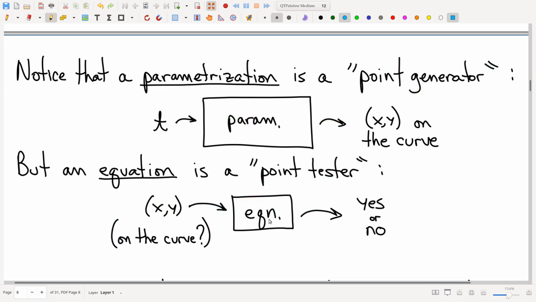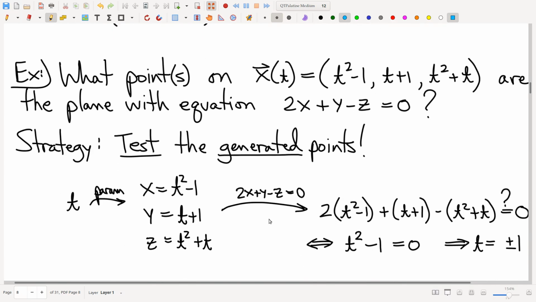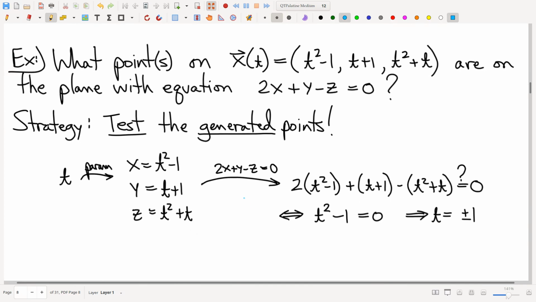Okay, so with that in mind, here's a lovely little question, and I think there's at least one homework exercise that is very, very similar to this. Here's a parametric curve, and I want to know what points on that parametric curve are also on that plane. So where does this curve intersect that plane? We've got a point generator, we've got a point tester. So here's the big picture: we're going to generate points and then test them.